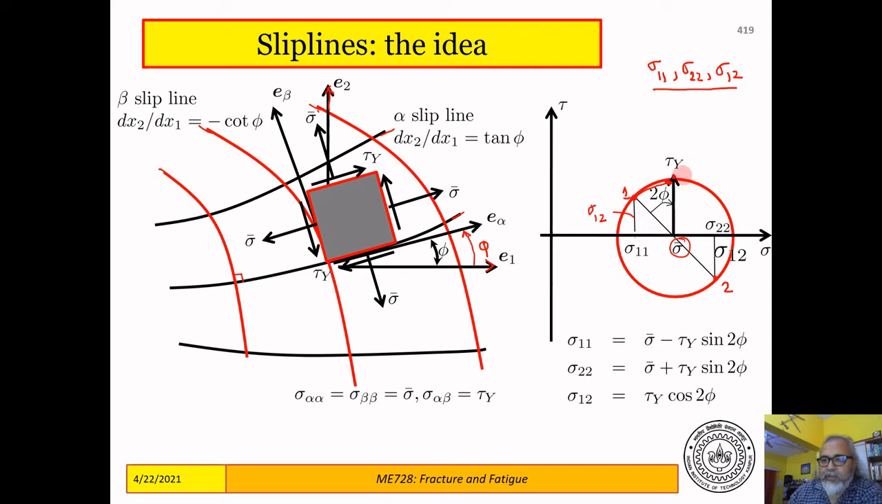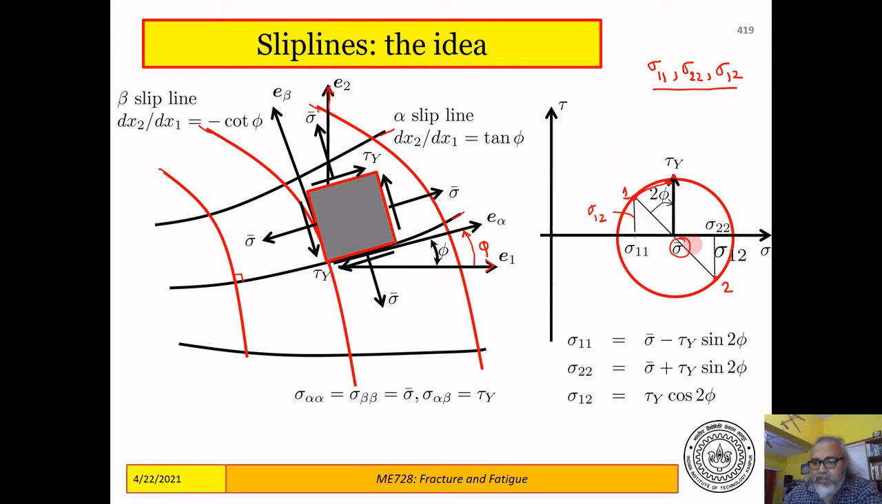So the two variables characterizing this point are the maximum shear stress and the mean stress. The maximum shear stress in this case has to be equal to tau y, because it is rigid perfectly plastic. So the maximum shear stress is known to be tau y, and then this mean stress is an unknown. It's a variable in the problem. So there are two variables that characterize this stress state.